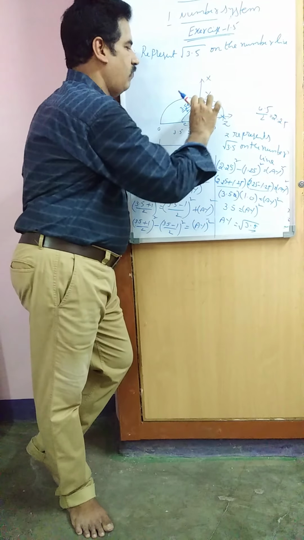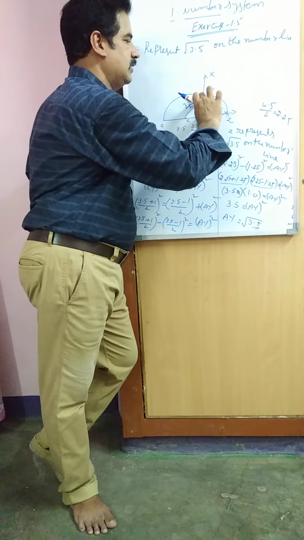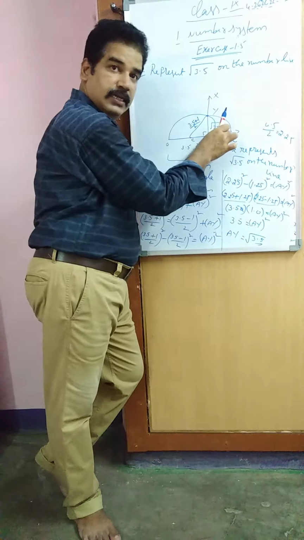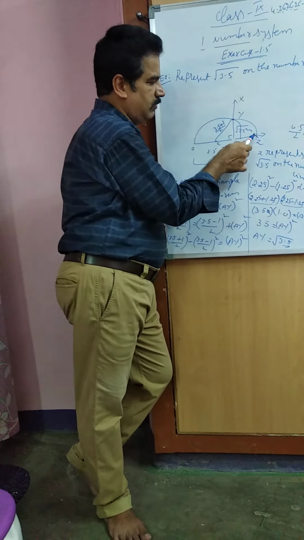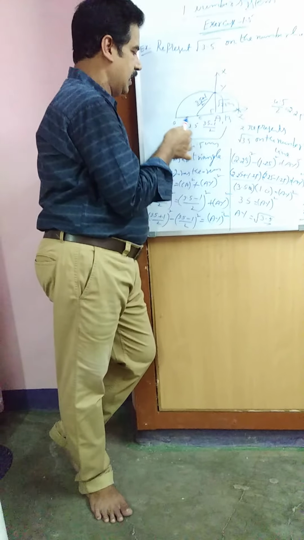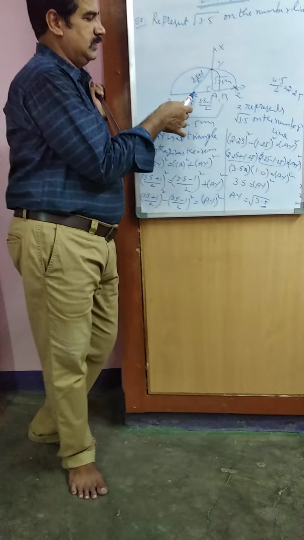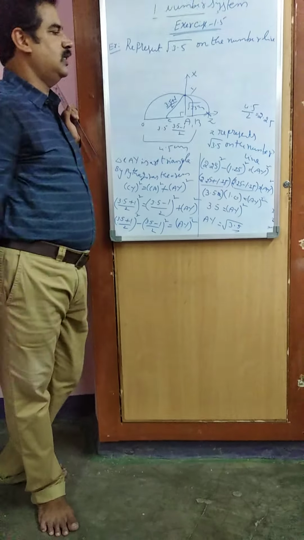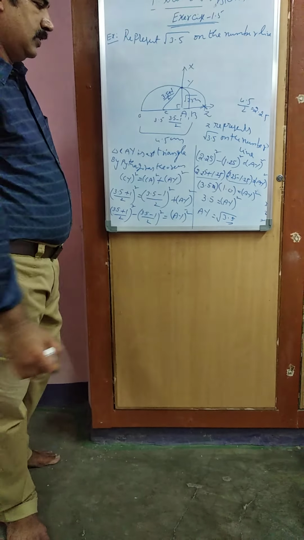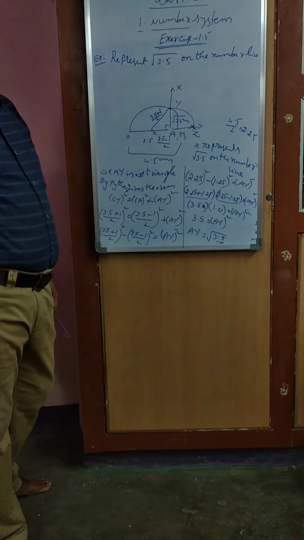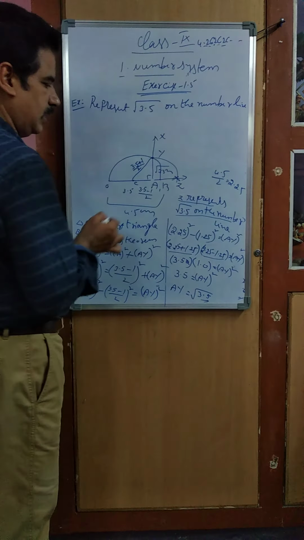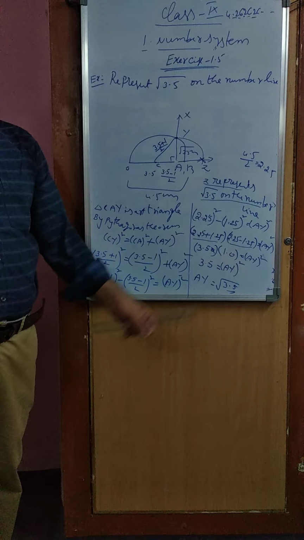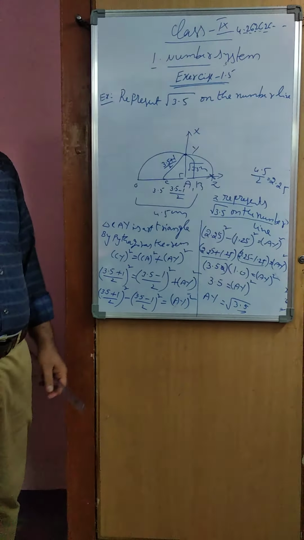So with AY as the radius and A as center, draw an arc on the number line. Here, see where I drew it with the compass. Here it touches the x-axis at Z. So this CZ length is root 3.5 units. Understand? So Z represents root 3.5 on the number line. This is the description you have to write, how we got root 3.5.